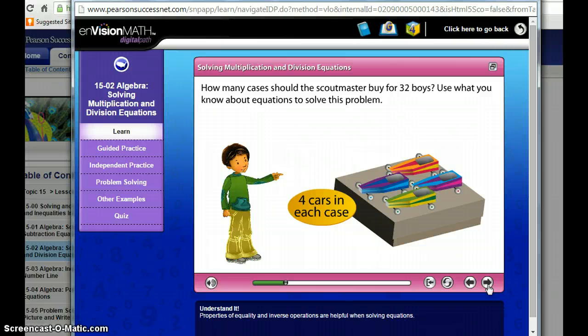All right. 4 cars come in one case. We need to figure out how many cases are needed for 32 boys. I don't want to know the answer. I want to know what would your equation be. What would your equation be? You know you have to have a variable in it. Daniel? 4C equals 32. C would be however your number of cases. We don't know what that is.